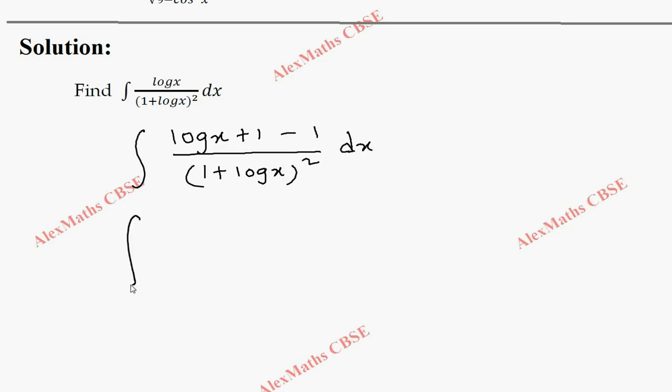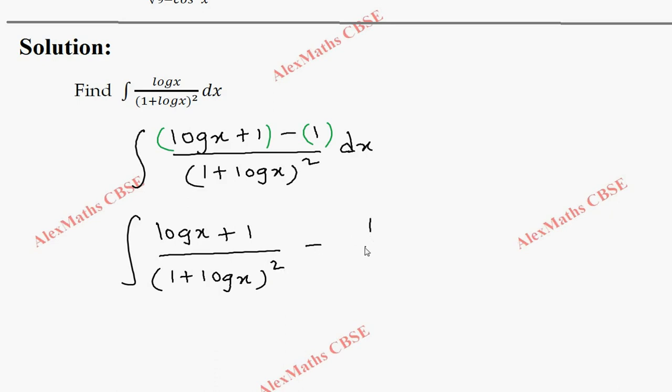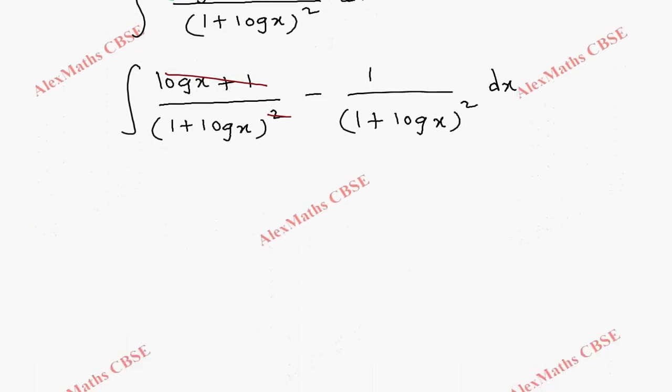Now we are going to group this, taking log x plus 1 as one term and minus 1 as the other term, and we are going to divide individually. That is (log x plus 1) divided by (1 plus log x) whole square, this is the first term, minus 1 by (1 plus log x) whole square dx. Now we can cancel this 1 plus log x and this square. So we are left with only 1 by 1 plus log x.